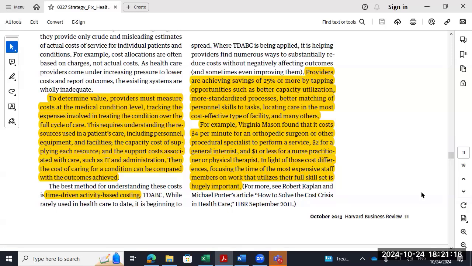Virginia Mason found that it costs $4 per minute for an orthopedic surgeon or other procedural specialist to perform a service, $2 for a general internist, and $1 for a nurse practitioner. And a lot of these cost differences, focusing the time of the most expensive staff members on work that utilize their full skill is hugely important.